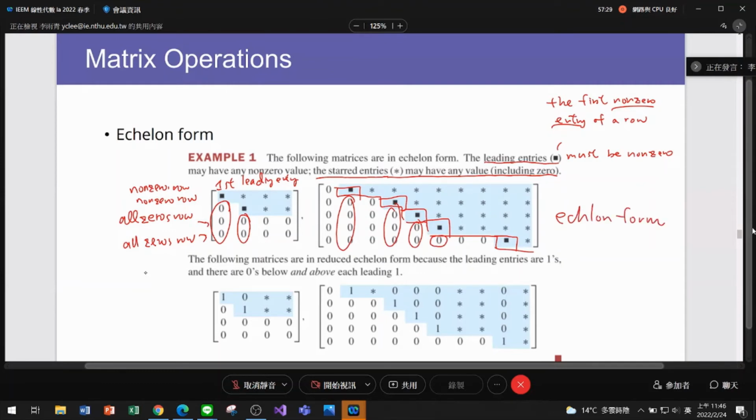What about the reduced echelon form? Reduced echelon form: the leading entries must be ones and there are zeros below and above each leading entry one. So we have more requirements in a reduced echelon form. All the leading entries must be reduced to 1. Those black boxes now need to be reduced to 1. And then not just the values below it, but also above it need to be 0. And now it becomes a reduced echelon form.